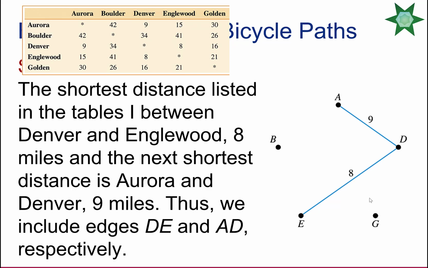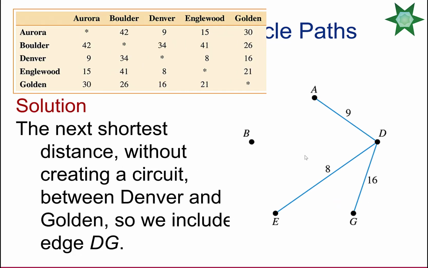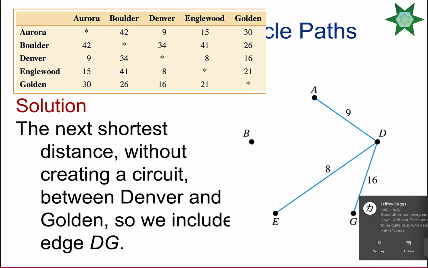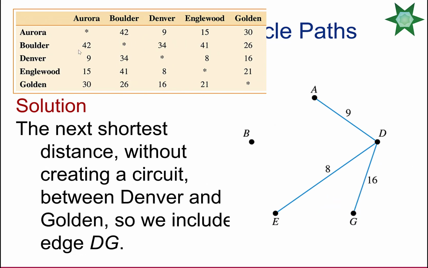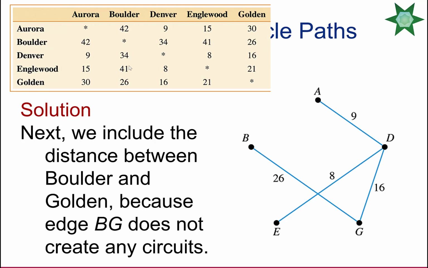And so now we look and we see, well, where would we want to go next? So if we look, we take a look at the distances. The next shortest distance in this whole table past the 8s and the 9s that doesn't form a circuit with the edges we already used is 16 here between Golden and Denver. Now we still need to get Boulder in here. So we take a look and we see, what do we have for Boulder that we might be able to use? And if we look at the Boulder distances, we see the 26 is the next one that we could use, and that would connect Boulder to Golden with a distance of 26 miles.